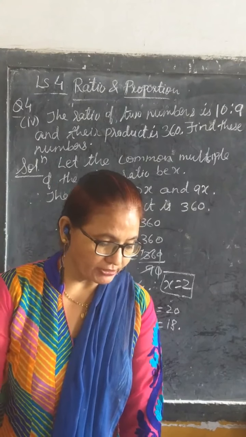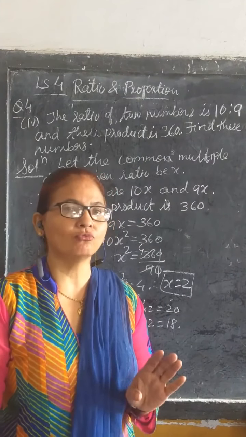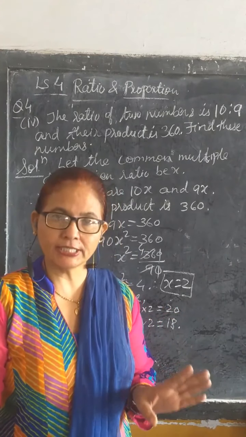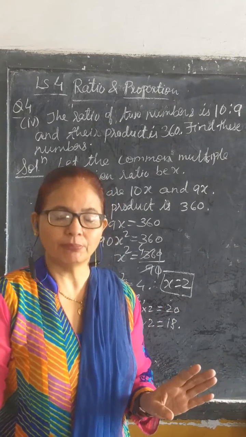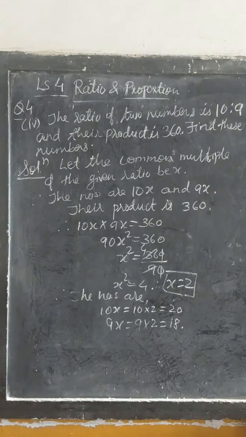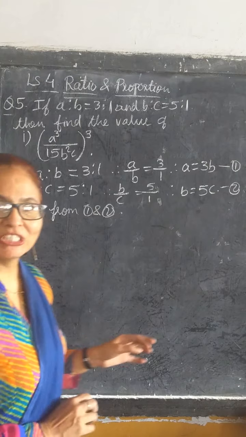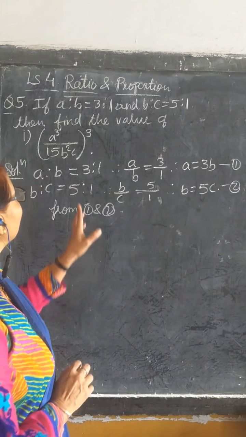Children, question number 5 and 6 are the star sums, and you know children, star sums are always very important, but they are easy also. Let's see question number 5. So children, let's see question number 5.